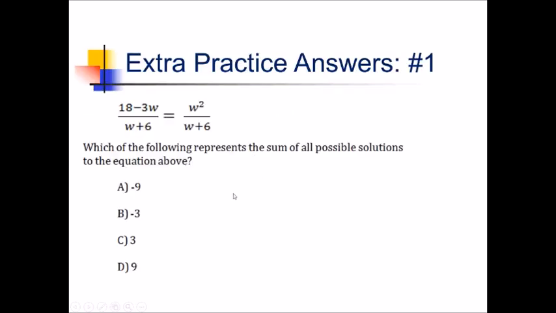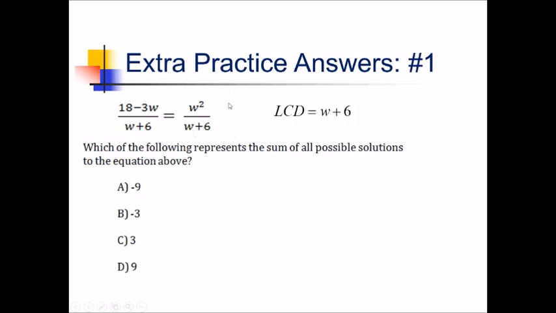On this one, we want to know which of the following numbers represents the sum of all the possible solutions to this equation. So basically, we have to solve this equation and then add all the answers together to get one of these answers here. All right, well, since these both have a w plus 6 in the denominator, the least common denominator here is w plus 6. So I'm actually going to take that LCD and multiply everything by that.